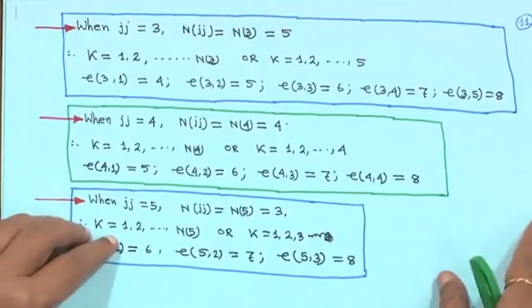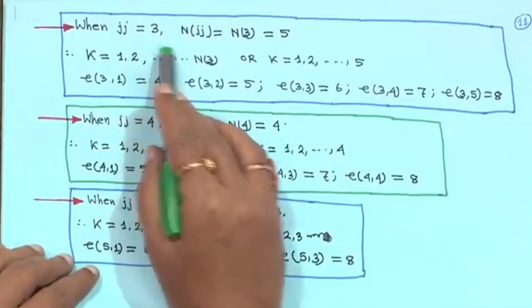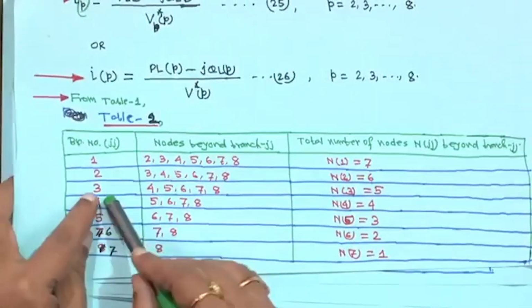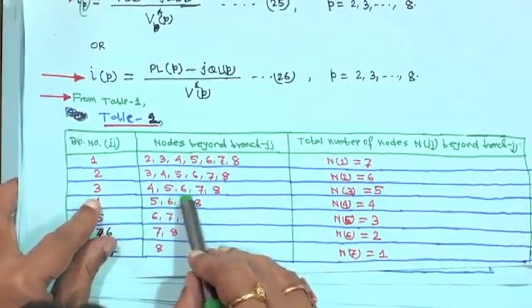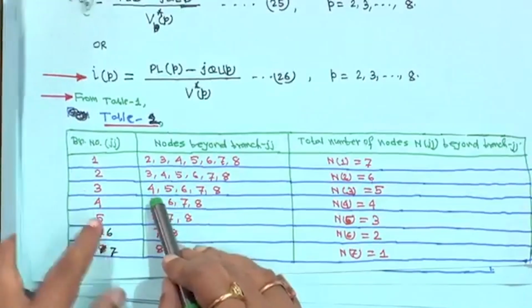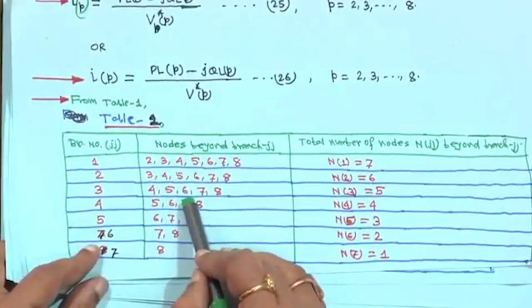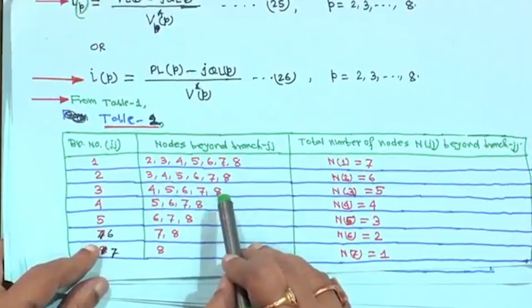Okay. Now, look, for your understanding, I make each and everything such that you will not face any problem, right. When jj is equal to 3, n_jj is equal to n_3 is equal to 5. Look at this table, when jj is equal to 3, n_3 is equal to 5, because you have 5 nodes: 4, 5, 6, 7, 8. So, E_3,1 will be 4, E_3,2 will be 5, E_3,3 will be 6, E_3,4 will be 7, and E_3,5 will be 8.